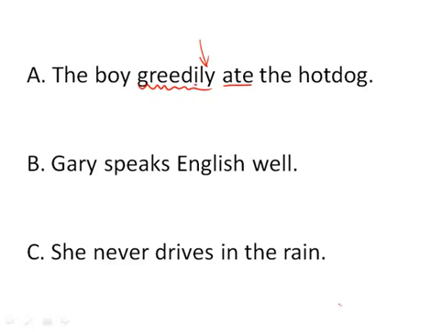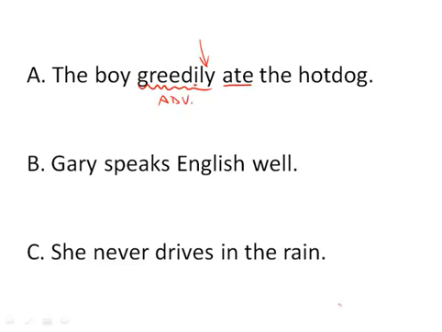And again, sometimes we add a vowel there. So it's not greedly, but we modify that adjective and change it into an adverb by adding the ily, and we get greedily. The boy greedily ate the hot dog. And here we have our adverb.